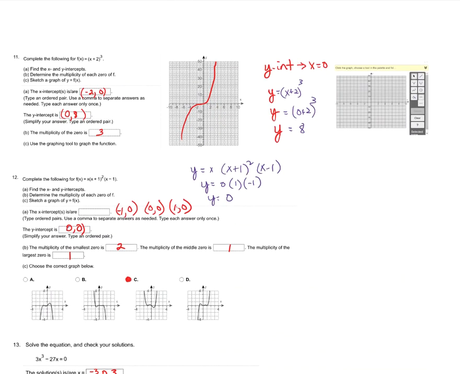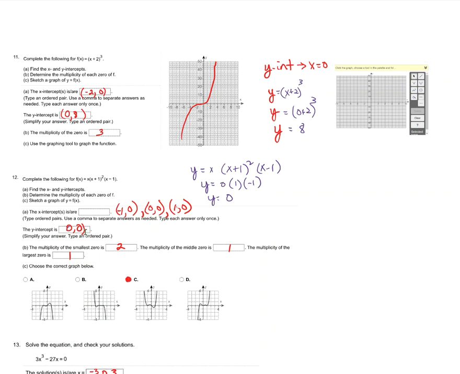Number 12, let's look at number 12. Same idea. We've got x times x plus 1 squared times x minus 1. So our factors, the x gives you 0, 0. The plus 1 gives you negative 1, 0. And then the minus 1 gives you 1, 0. So those are the x-intercepts. And we would need a comma between them. I'll put that in. So be sure that you have the commas between them.